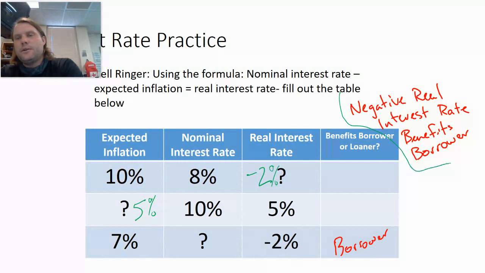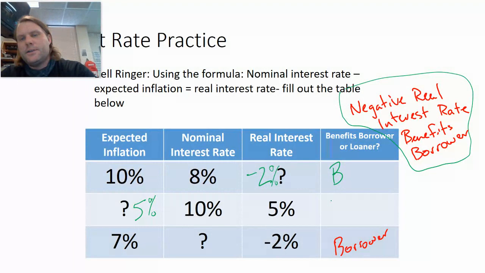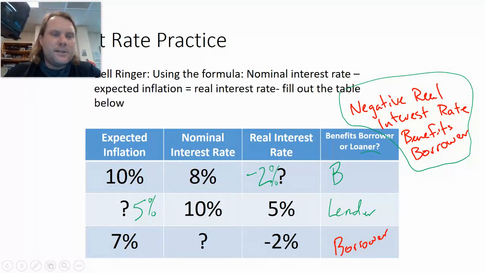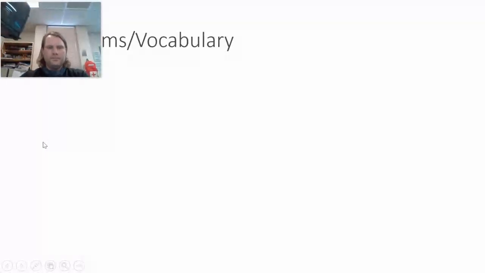Notice here, with negative interest rates, the borrower benefits. So the borrower benefits, I already filled in borrower. We had the real interest rate here. Here is the lender, or loaner as I have it written up there. Simple concept. We'll practice it with the MyAP stuff. You just have to remember that formula. Okay, moving forward here.